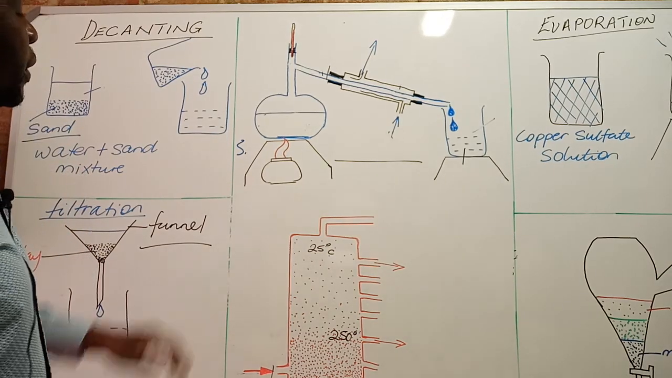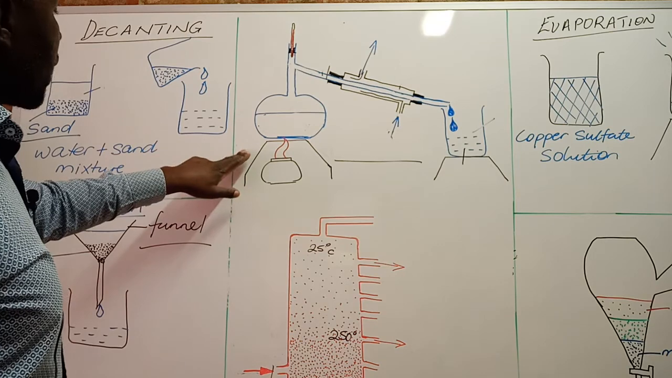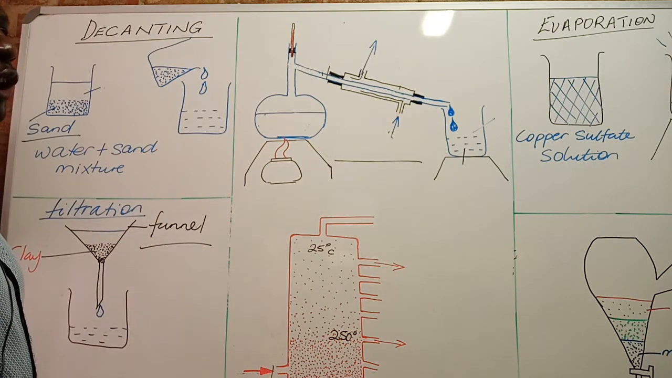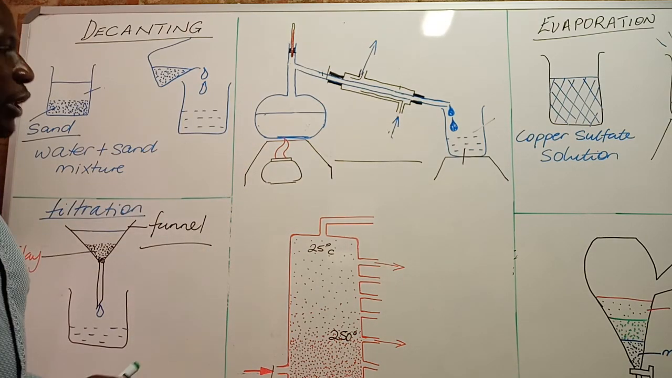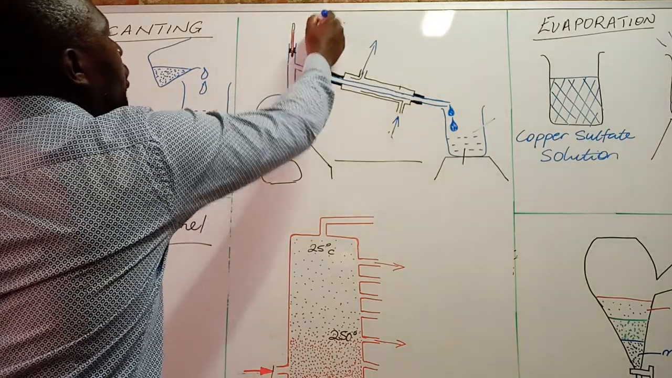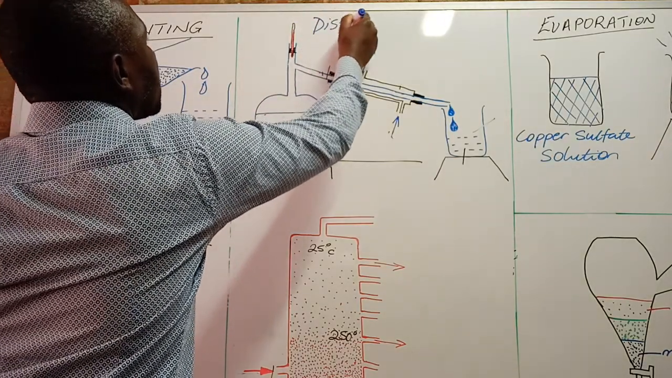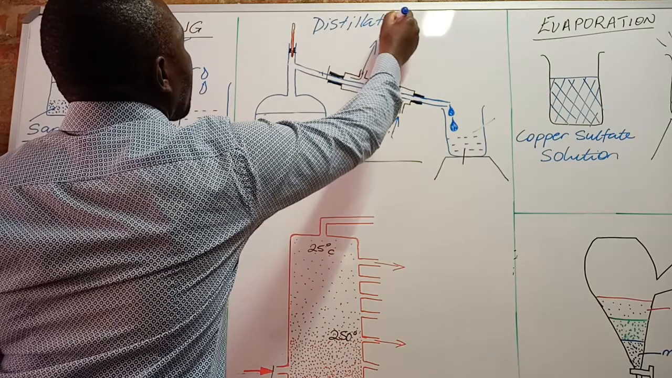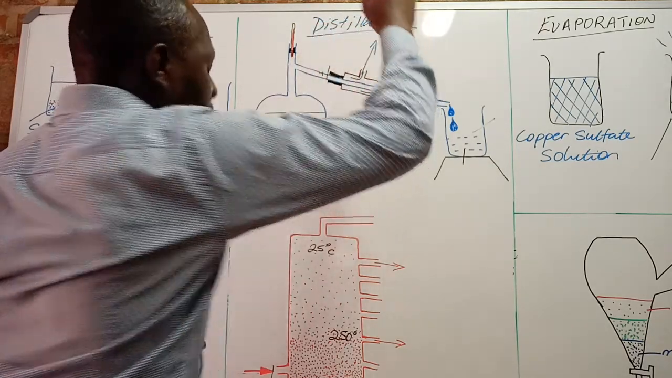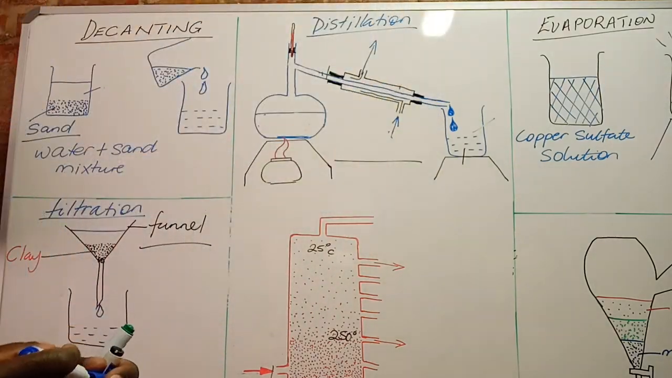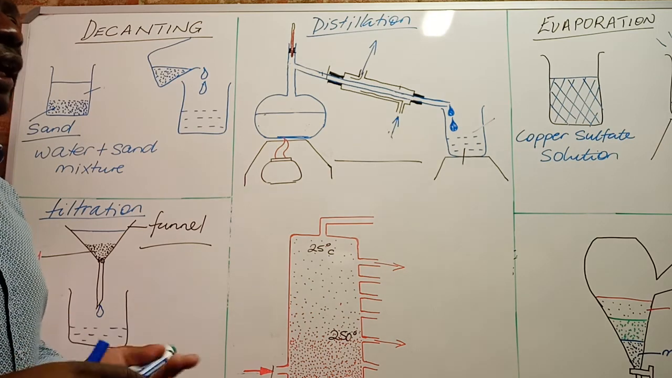The separation method number 3 that we are going to discuss is fractional distillation. So this is distillation. Distillation is a method that is used in miscible solutions.